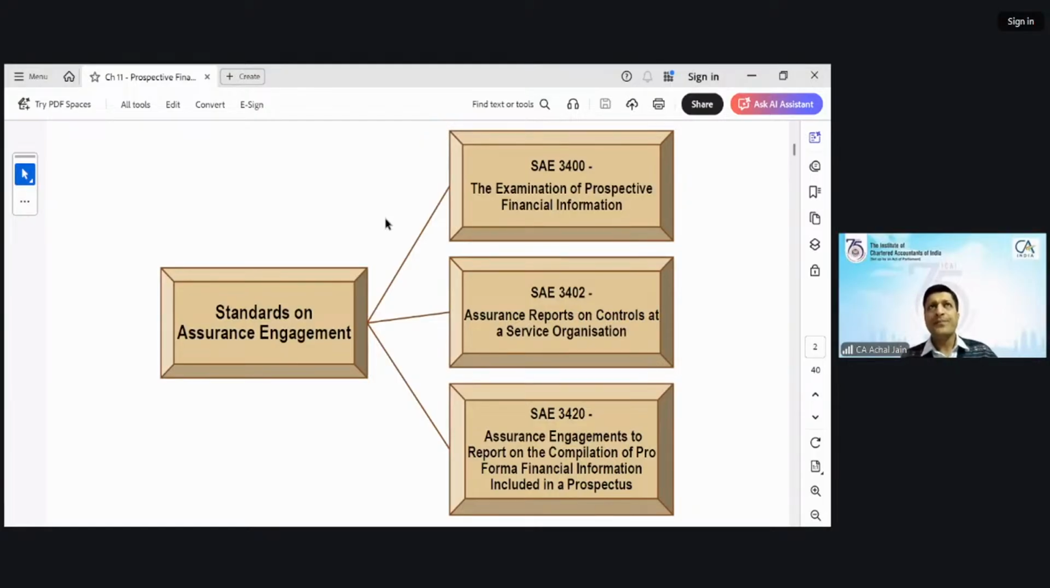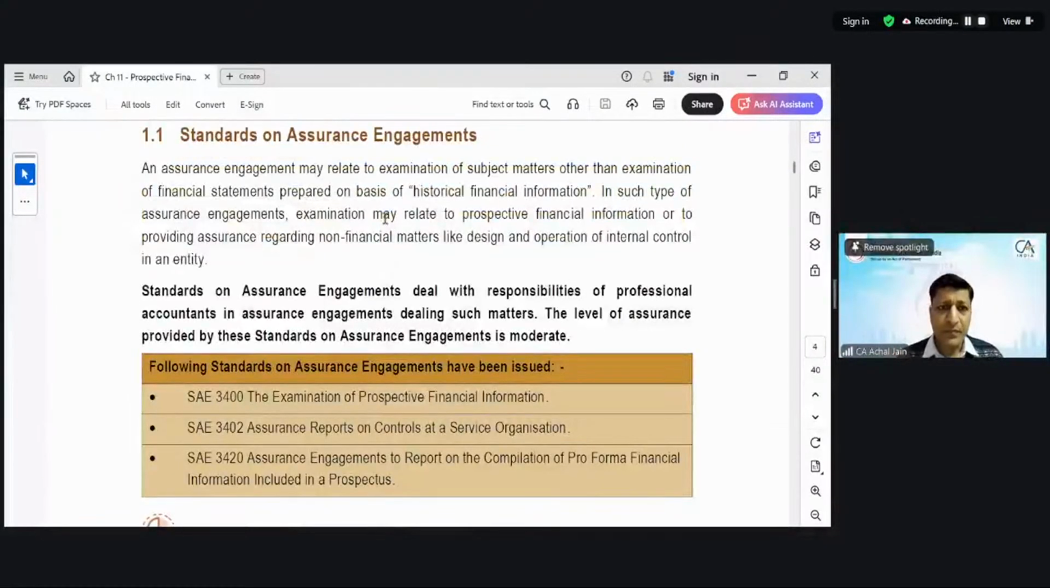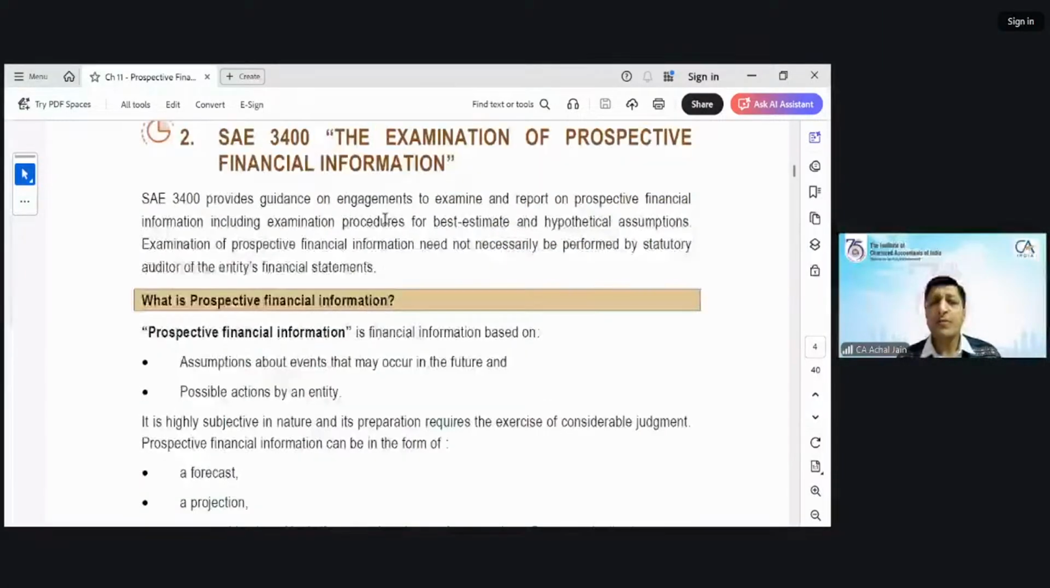These are, you can say, some different engagements wherein some kind of examination is involved, or some type of procedures are involved in respect of checking or verification. We'll talk about all of these one by one, right? So let's begin our discussion with the standard about examination of prospective financial information.